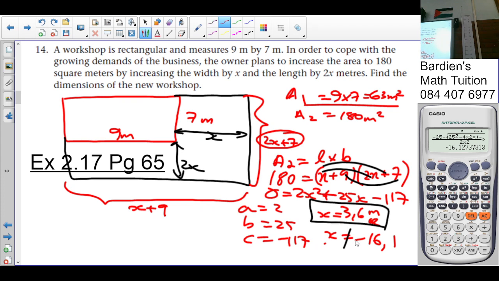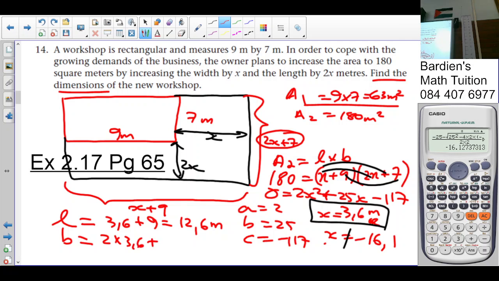So what's the question? In order to cope with the growing demand, the business plan, find the dimensions of the new workshop. So the length is simply x, which is 3,6 plus 9, giving us 12,6 meters, and a breadth of 2 times x, so 2 times 3,6 is 7,2, plus 7 is 14,2 meters. You all agree with that?